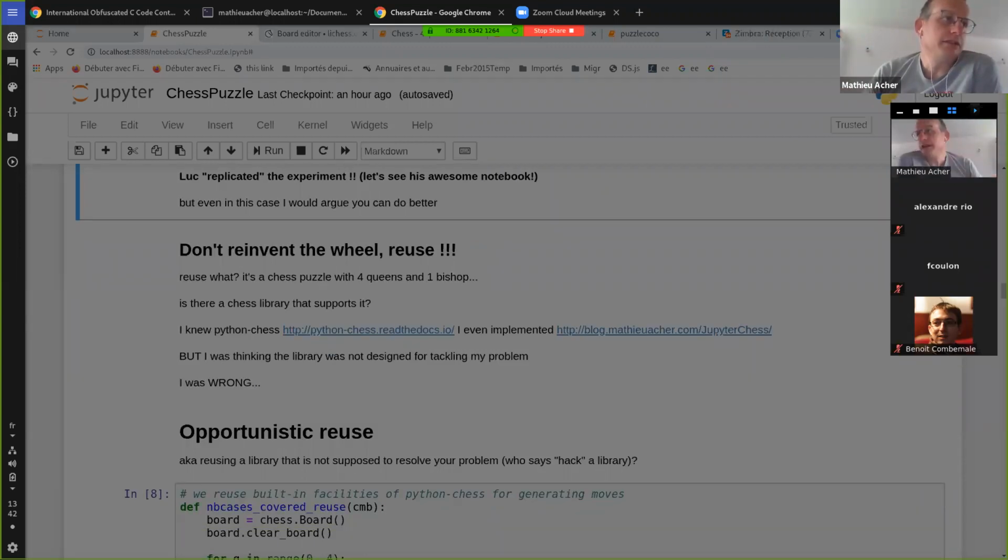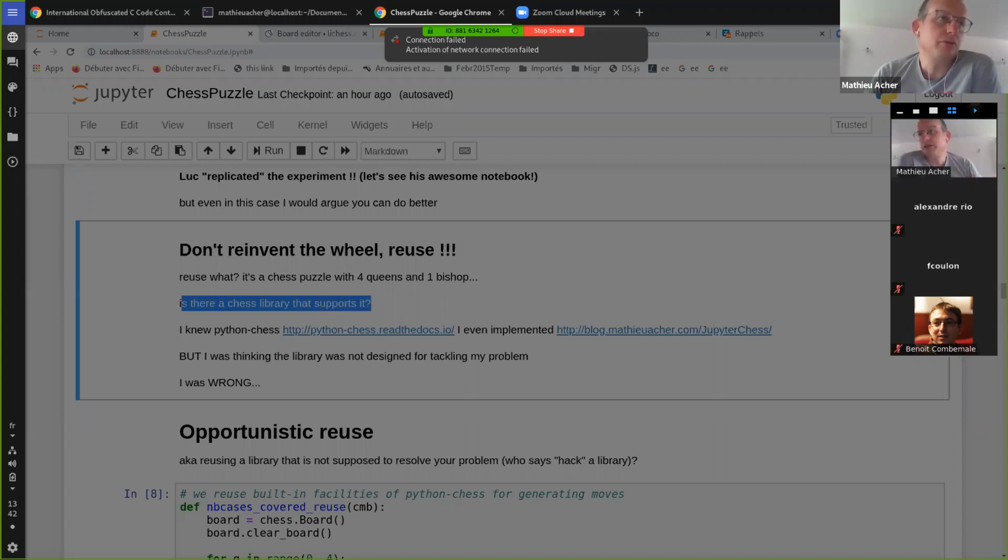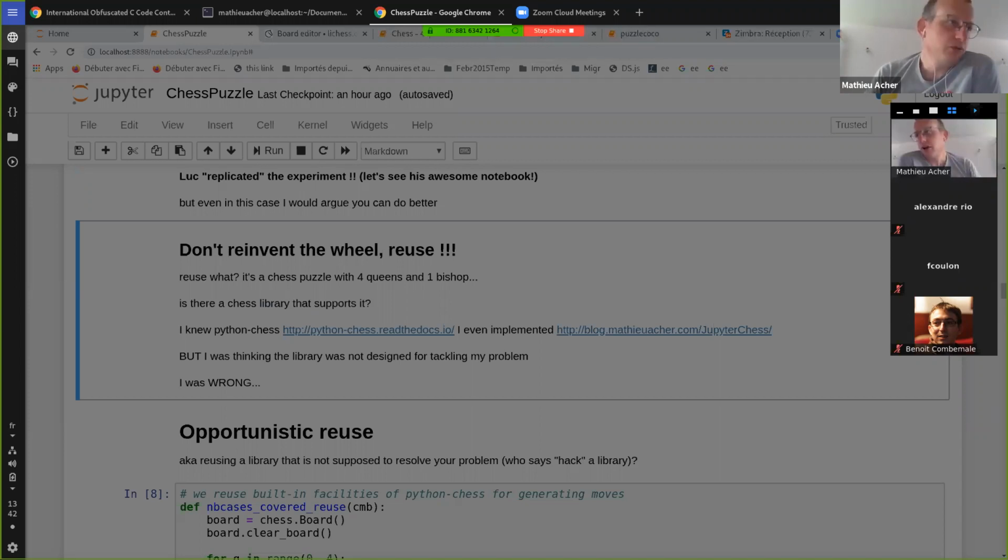And yeah, is there a chess library that can support our task instead of re-implementing the wheel? So I knew Python chess pretty well. In fact, I even wrote a blog post implementing a chess game reader. So I'm a big fan of this library, but I didn't use it because I was thinking the library was not designed for tackling my problem.